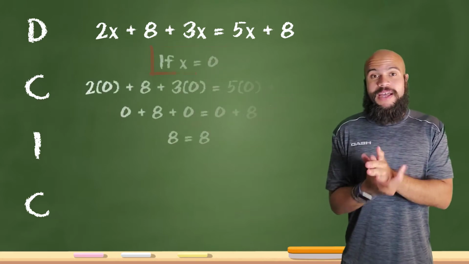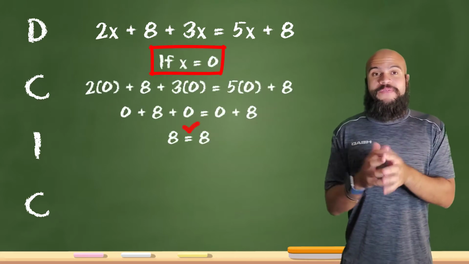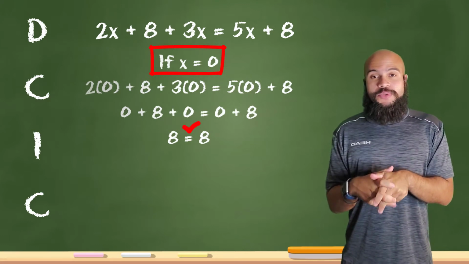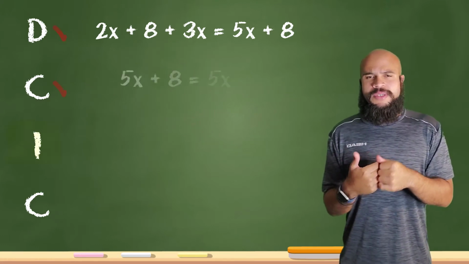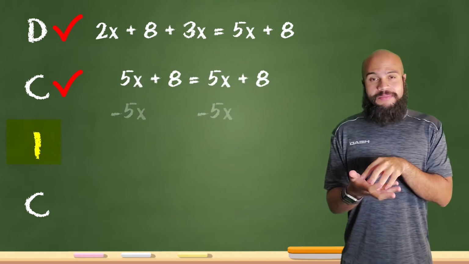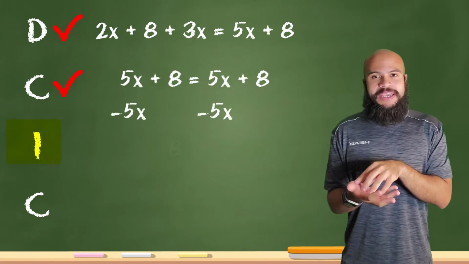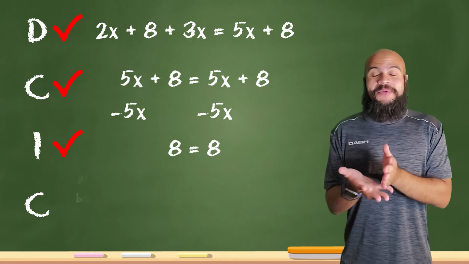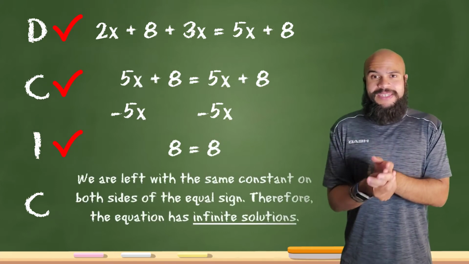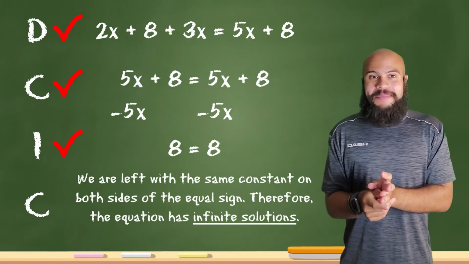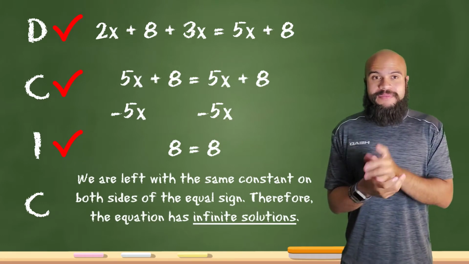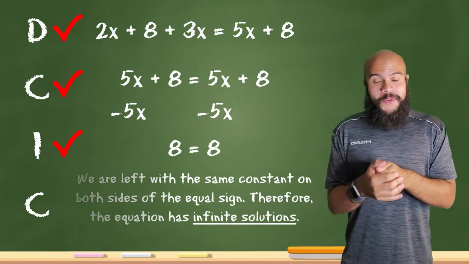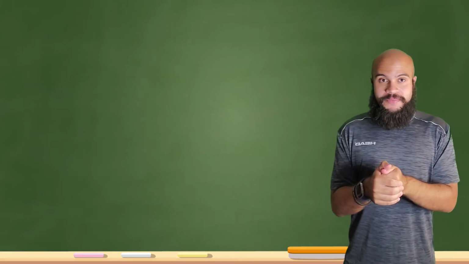plug in for x. If we go even further within this equation and move on to step I, which deals with inverses, you would subtract 5x from both sides, leaving you with 8 equals 8. This further proves that this linear equation has infinite solutions, because 8 always equals 8 in mathematics no matter what. So this is infinitely or always true.